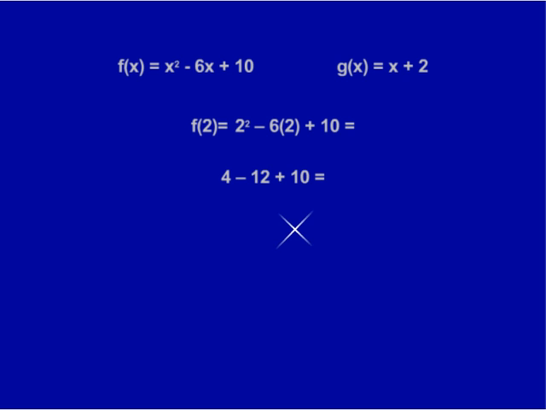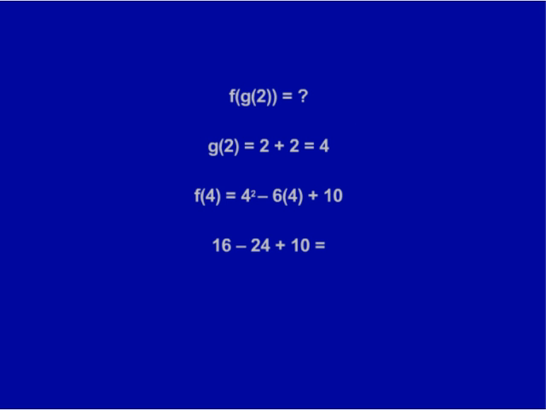Now remember, with a function, you simply substitute the value you're given. So f of 3, I would have put 3 in everywhere there's an x. F of 10, I would have put 10 in everywhere I see an x. It's simply a matter of following the rule and making the substitution they request.